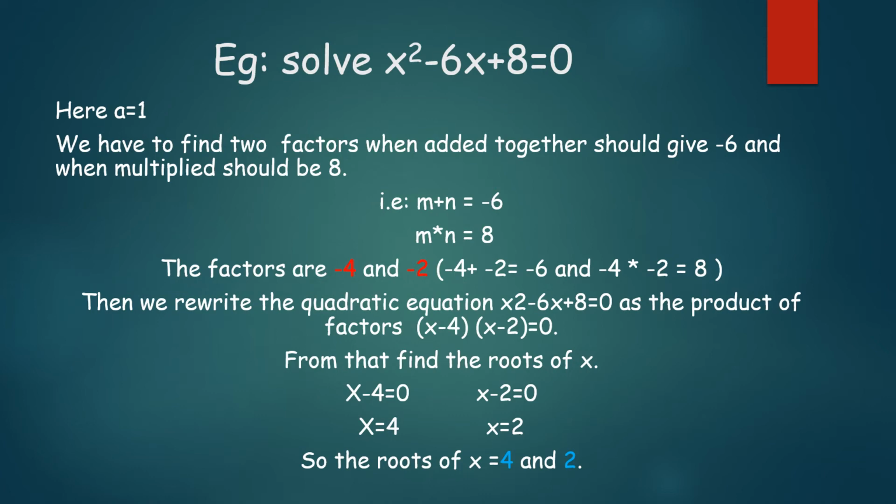X minus 4 will give the root of x as 4. X minus 2 gives the root of x as 2. So we obtain the roots of x as 4 and 2. Like this, we solve a quadratic equation using factorization method.